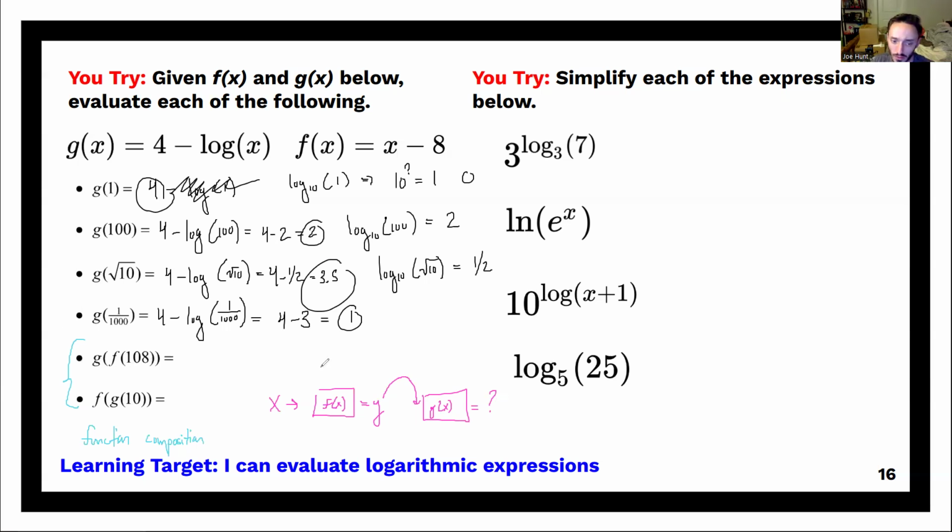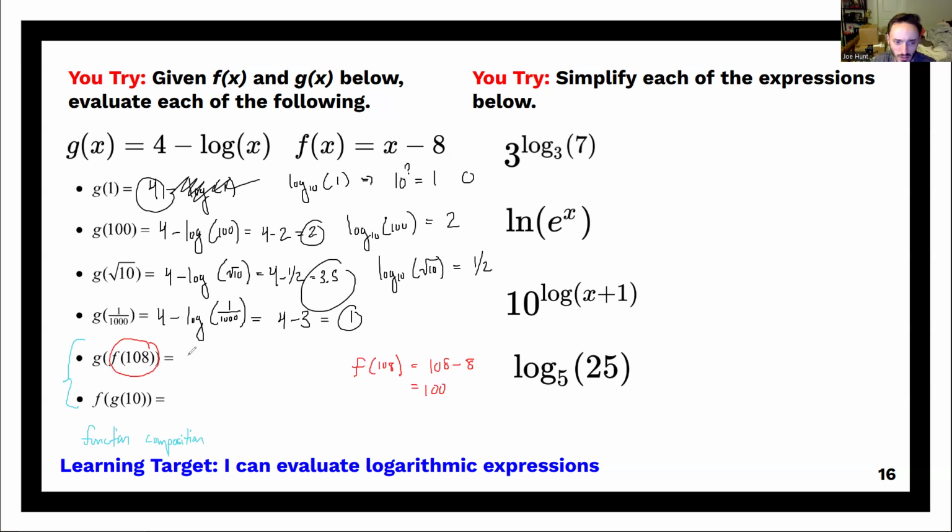Now, the order of the composition definitely matters. G of f of 108 is going to give you a very different answer than f of g of 108. My advice is to start in the inside of the composition first, and then work your way out in the layers to get your final answer. So what I need to do first is figure out what f of 108 is. And f of x is this nice, easy linear function. So I do 108 minus 8, and I get an answer of 100.